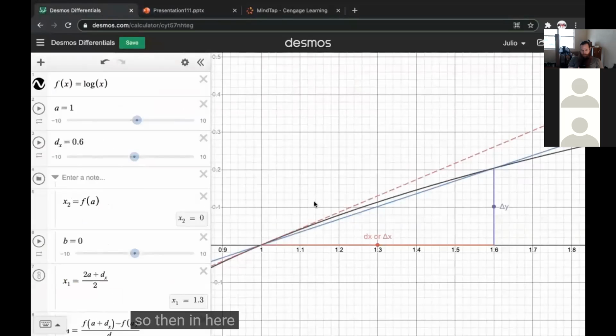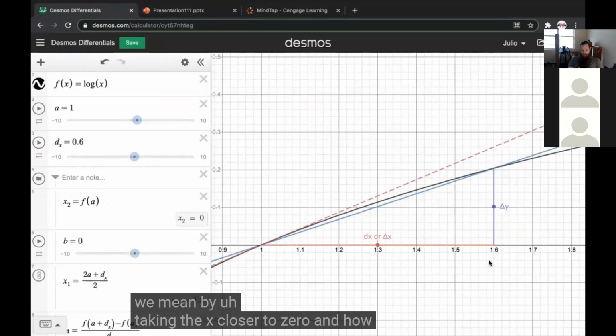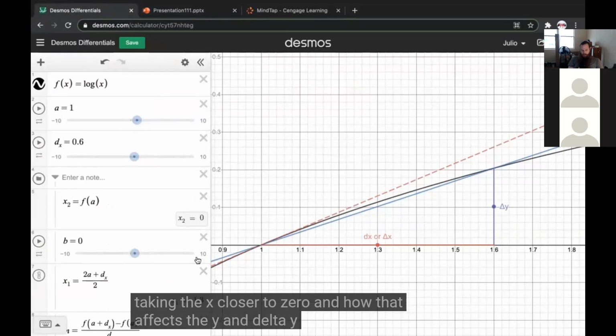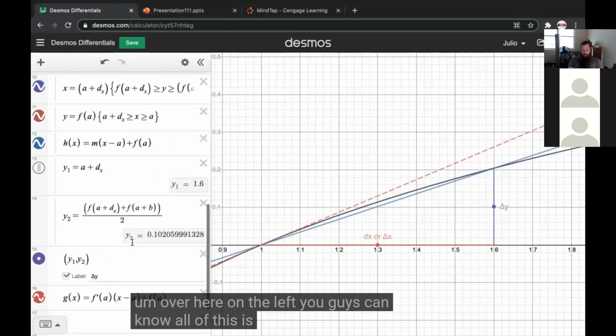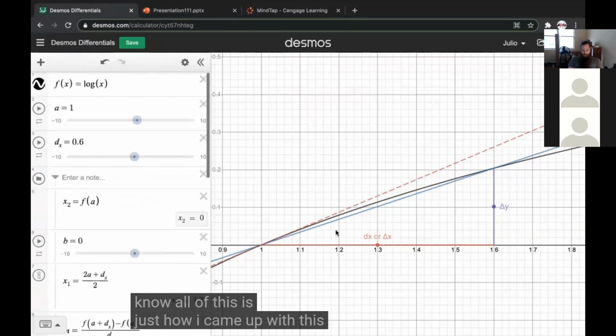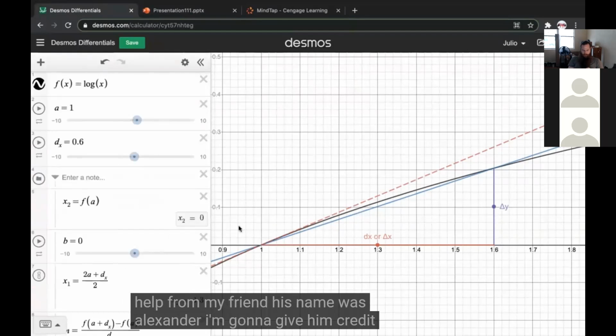In here, we are actually using decimals to show you more or less what we mean by taking dx closer to 0 and how that affects dy and delta y. Over here on the left, you can ignore all of this. This is just how I came up with this. I had help from a friend. His name is Alexander. I'm going to give him credit.